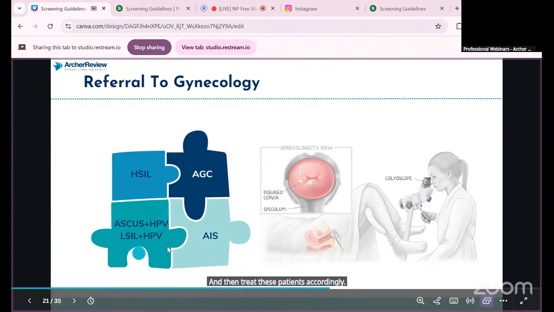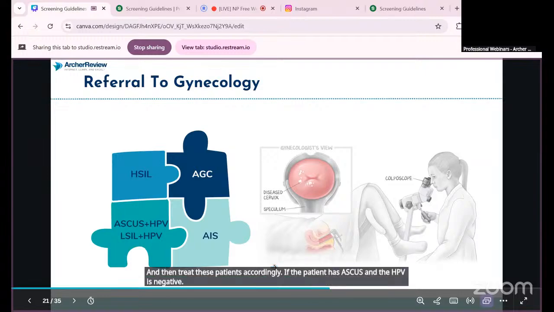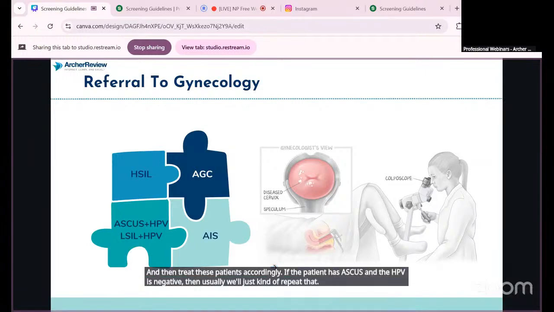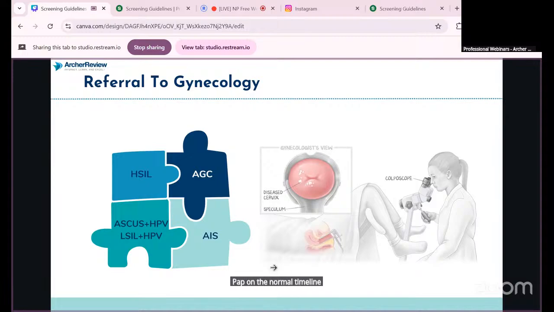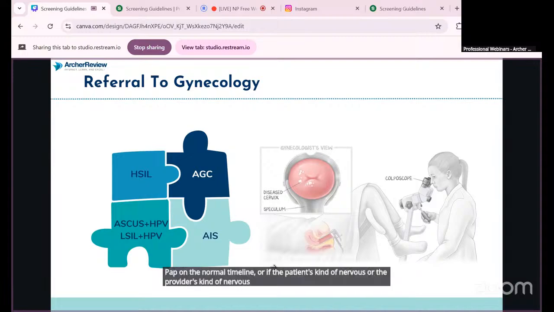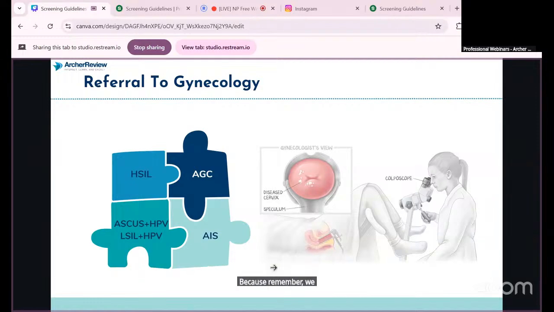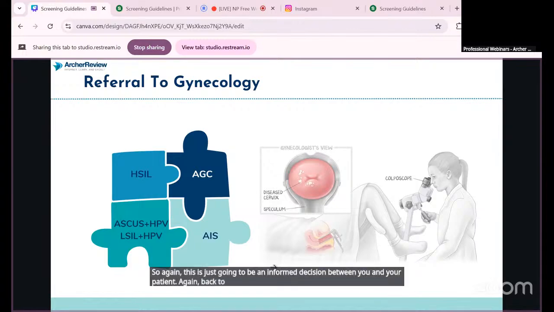If the patient has ASCUS and the HPV is negative, then usually we'll just repeat that PAP on the normal timeline. Or if the patient's nervous or the provider's nervous, then they can decide that they want to do this for peace of mind and bring them in sooner for the PAP, maybe 6 months, 12 months. Because remember, we talked about how it can be a few years in between PAPs if the HPV is negative. So again, this is just going to be an informed decision between you and your patient. Again, back to what I talked about, individualized care and shared decision making.